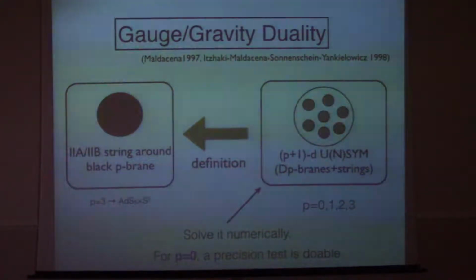But at the same time, as a quantum gravitational system, they are equally non-trivial. So there is no disadvantage in studying smaller p, but we have the advantage that numerically it's easier.